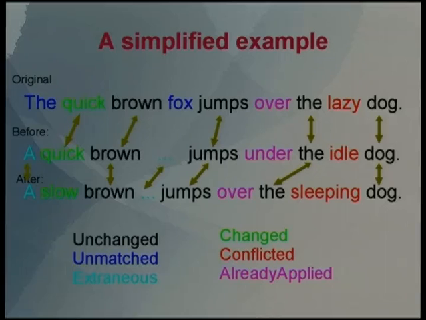And we've got a diff, and the diff has got 2 hunks. You can see the separator between one hunk and the other. The first hunk says a quick brown fox should be replaced by a slow brown fox. The second hunk says jumps over the idle dog should be replaced by jumps over the sleeping dog.